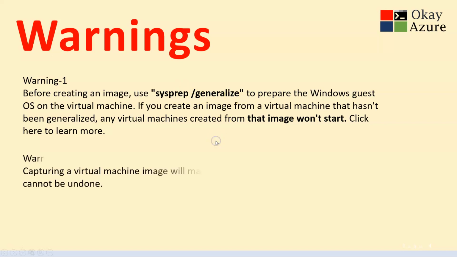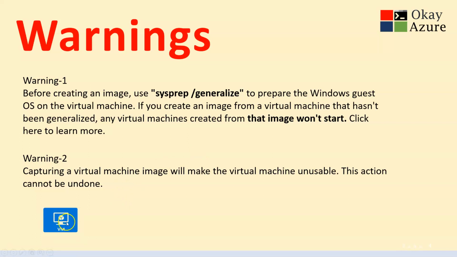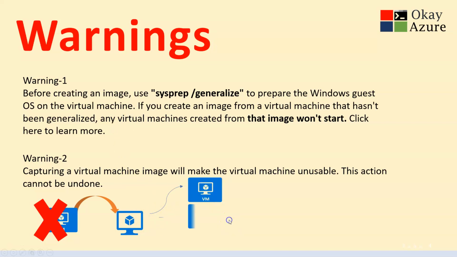All right. Now, the second warning says that capturing a virtual machine image will make the VM unusable. This action cannot be undone. So what does it mean? Let's say for example you have a virtual machine and you have created an image out of that particular virtual machine. Once you have captured the image, you cannot reuse that particular virtual machine. But yes, you can make use of this particular image to create n number of virtual machines. So capturing a virtual machine image will make the virtual machine unusable, so you cannot reuse that particular VM anymore.